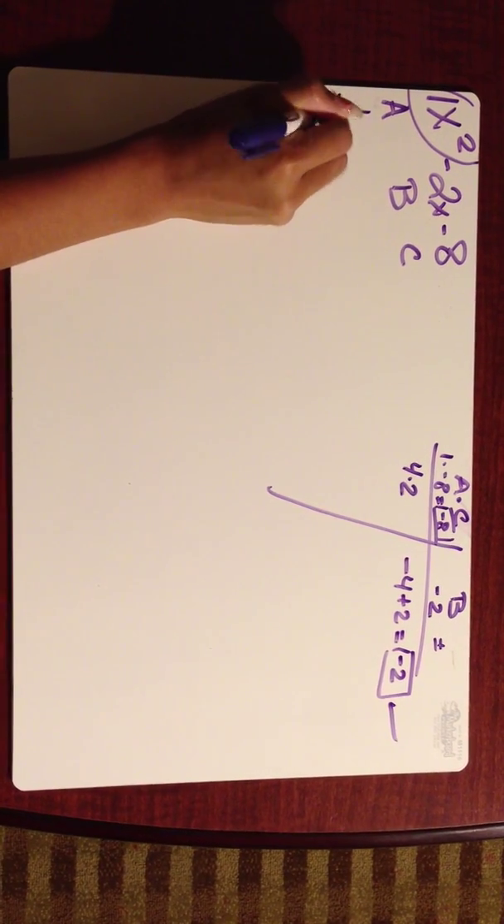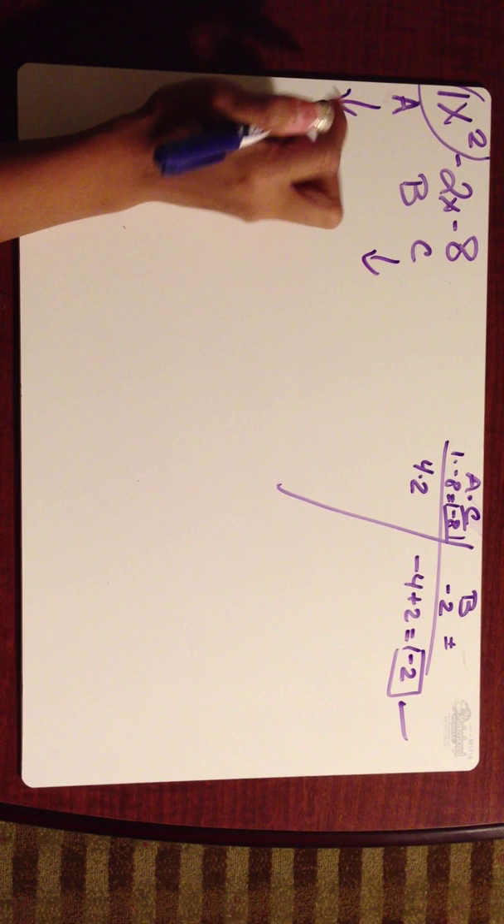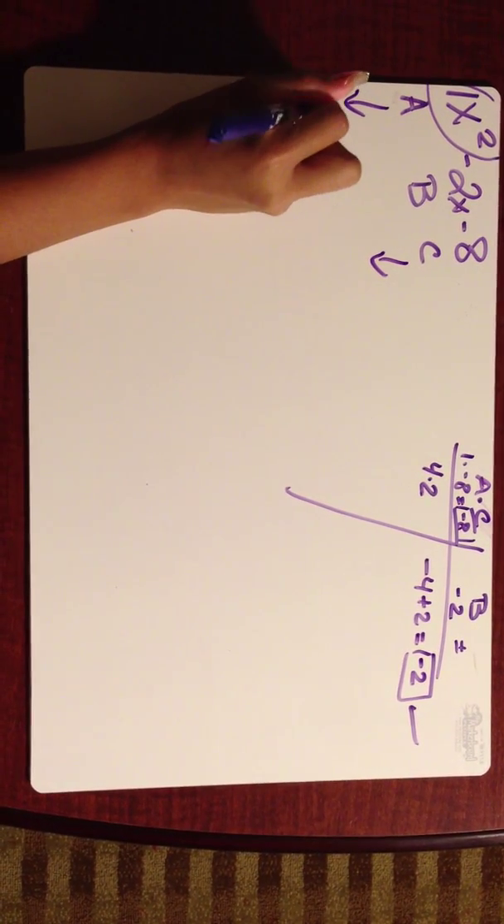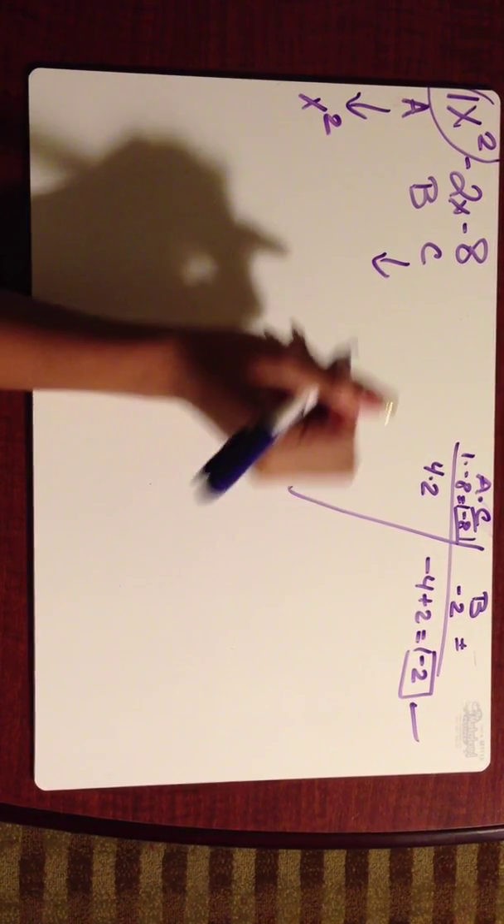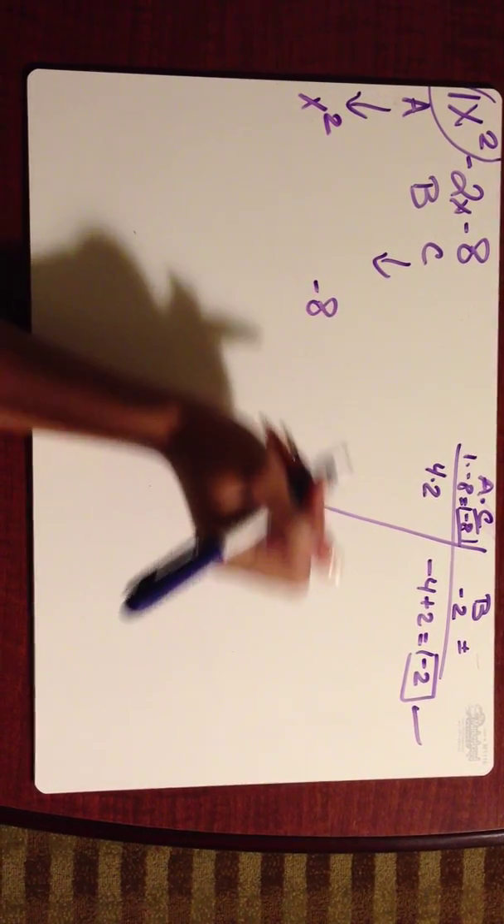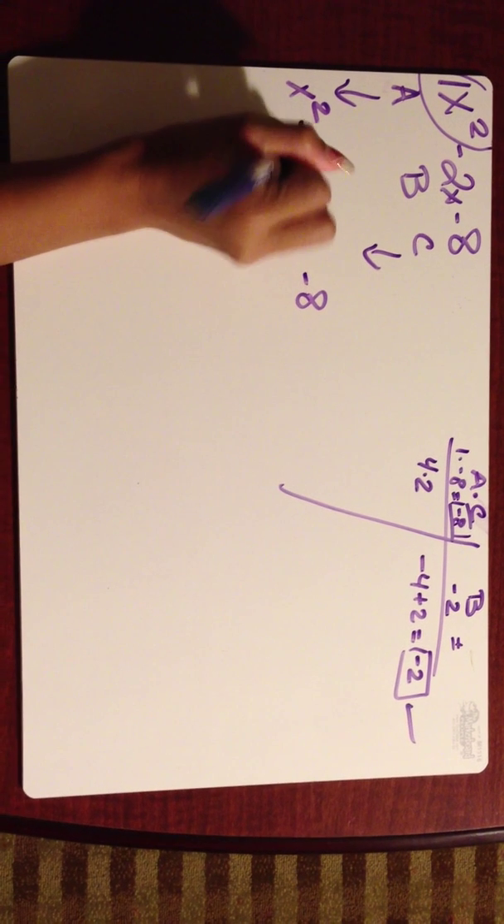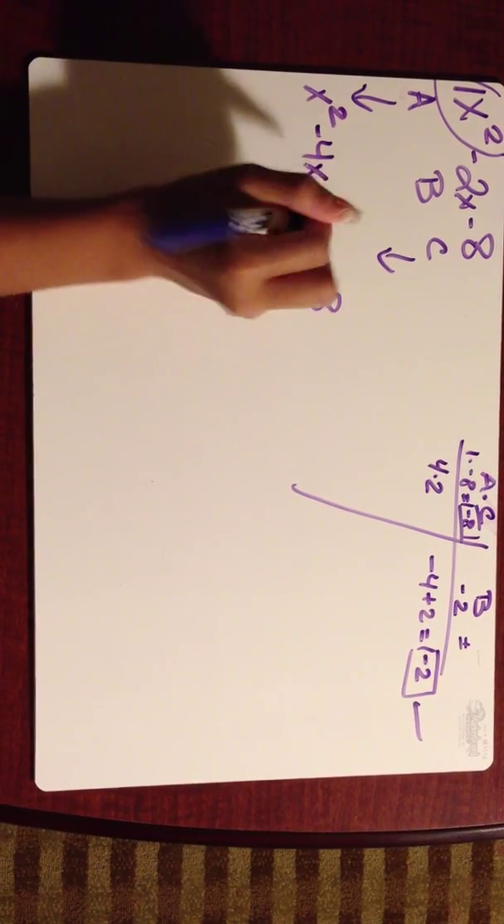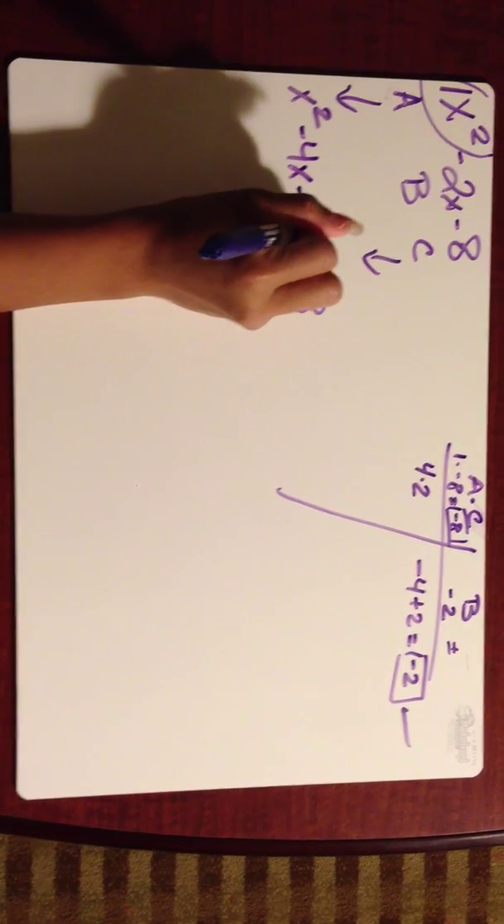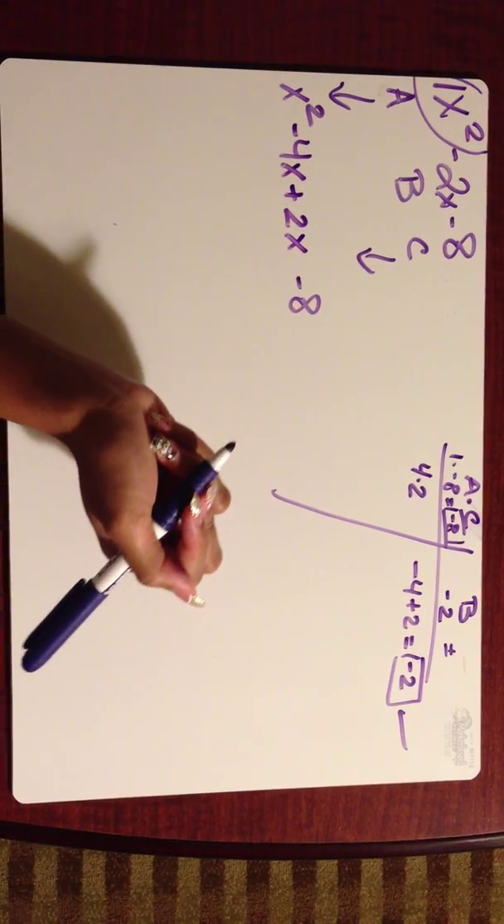the A down, just straight down. You don't do anything with it. And it'll just be x squared minus 8. Now we're going to take these two numbers and we're going to bring it over here, so it'll be negative 4, and we're going to slap an x on it, plus 2, slap an x on it, and that's that.